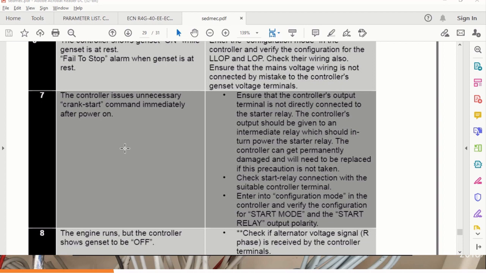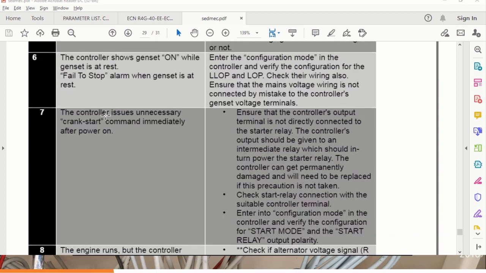There could be a problem that the controller itself is not giving the command, or if the controller is giving the command, then there is a stop relay which is not further extending the command, or there is an issue in the stop solenoid itself, that the stop solenoid is not able to hold for the predefined 10 second or 5 second time till the engine goes from 1500 rpm to 0 rpm. So there are three basic things to be checked when a fail to stop alarm comes.